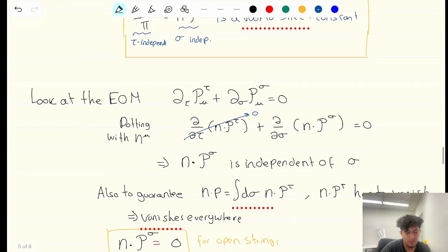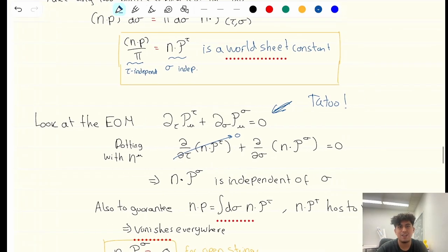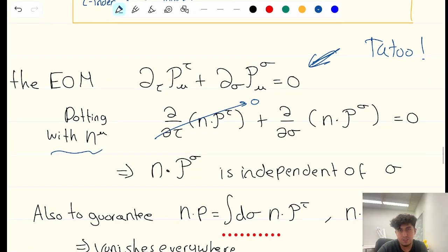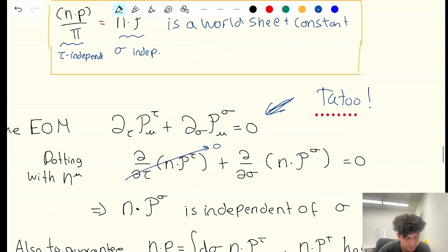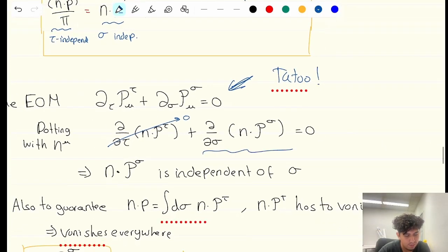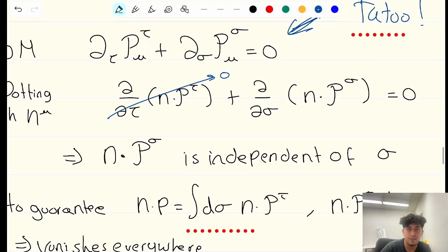Cool. So now if you look at the equation of motion, which you should have memorized at this point, you can tattoo this to your forearm, or wherever you want. We just dot it with n, and this is going to give you this equation. In this equation, you notice that this is 0. Why? Because we showed that this is a worldsheet constant, so it's going to stay the same. And now we have this. So now we know from this equation that this quantity, n dot momentum density sigma, is independent of sigma.